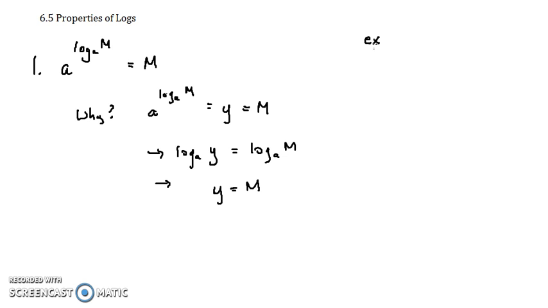All right, let's look at a couple examples of how this actually works. Let's say we have 2 to the log base 2 of 5. You see the base is 2, the base is 2, so they match. That means they're going to cancel out, and we're left with just 5. If we have 3 to the log base 3 of x plus 2, the base is 3, the base is 3, so these cancel out, and we're left with x plus 2.